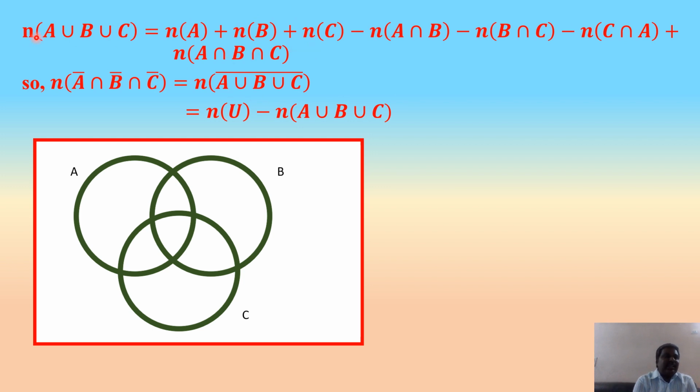That is why n of A union B union C is sigma n of A minus sigma n of A intersection B plus sigma n of A intersection B intersection C. In the same manner, we can write the De Morgan's law for the 3 sets. N of A bar intersection B bar intersection C bar as n of A union B union C whole bar, that is equal to n of universal set minus n of A union B union C. Right. So we can expand the same phenomena in this manner.